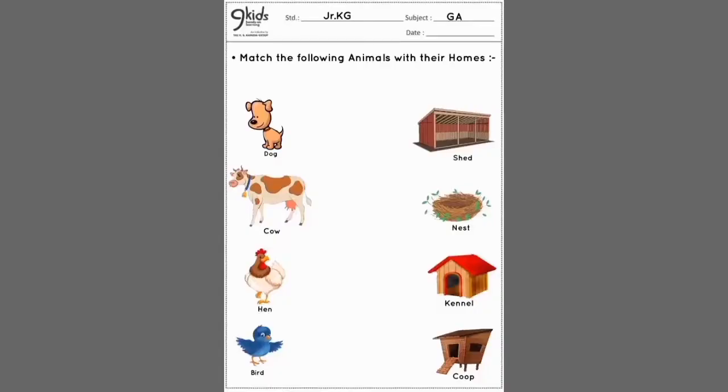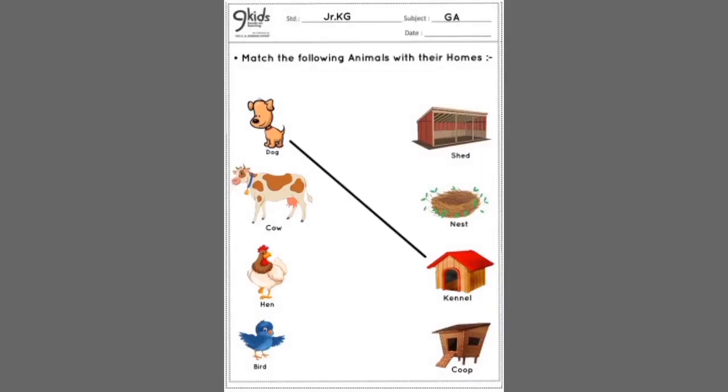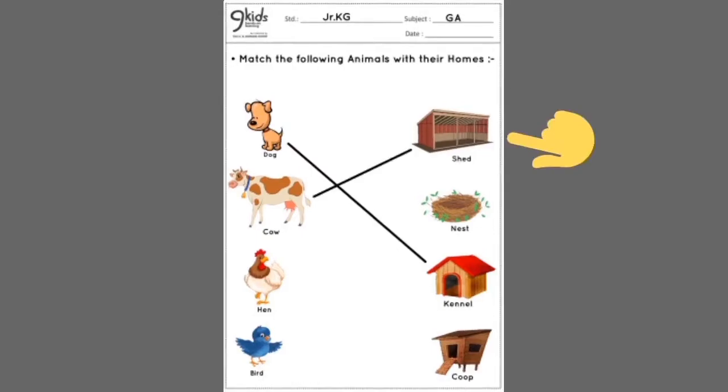Now I will give you the solution of worksheet. Here is the worksheet. Match the animals with their homes. Now let's match animals with their homes. Dog lives in kennel. So we will match dog with kennel. Cow lives in shed. We will match cow with shed.